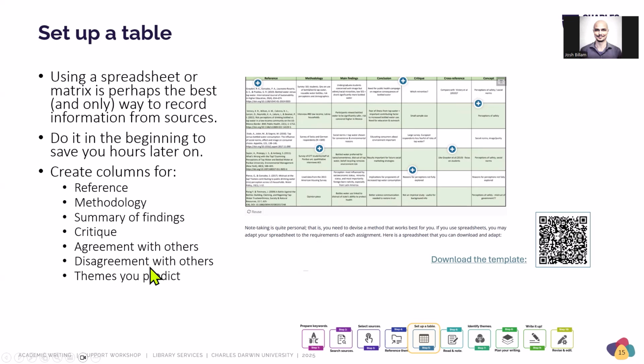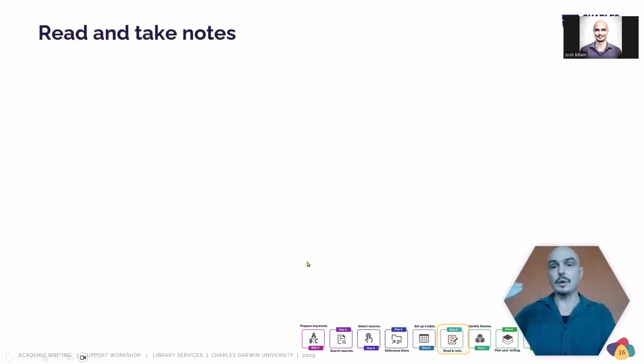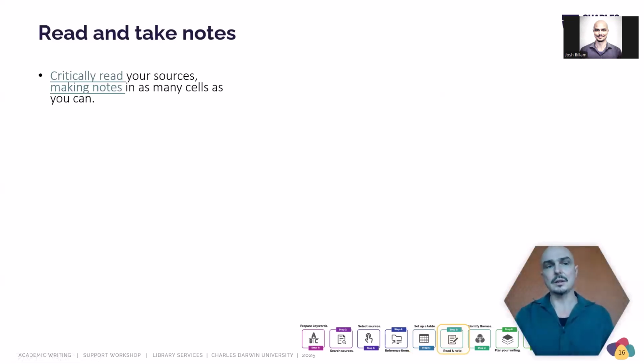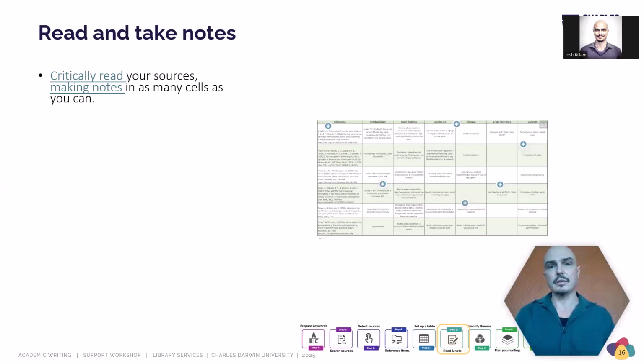Does it disagree with other articles, etc.? Or any themes that you might predict in that. So yeah, use that spreadsheet if you like. There's two options here, a spreadsheet or a matrix. You can use either of those. And when you're reading, just go through methodically, one by one, and critically read your sources and make notes.